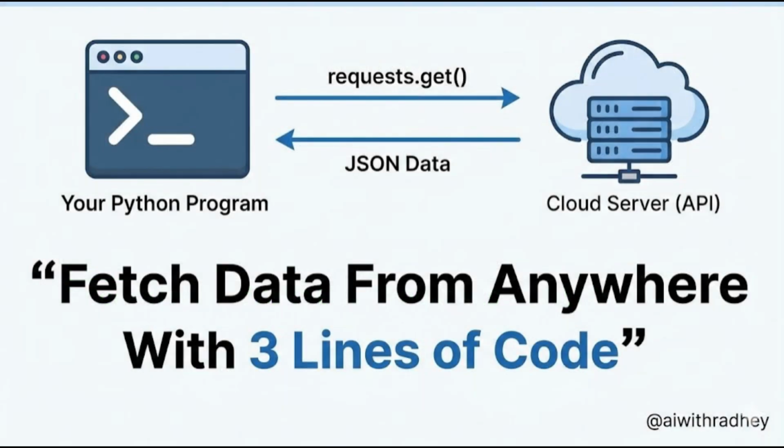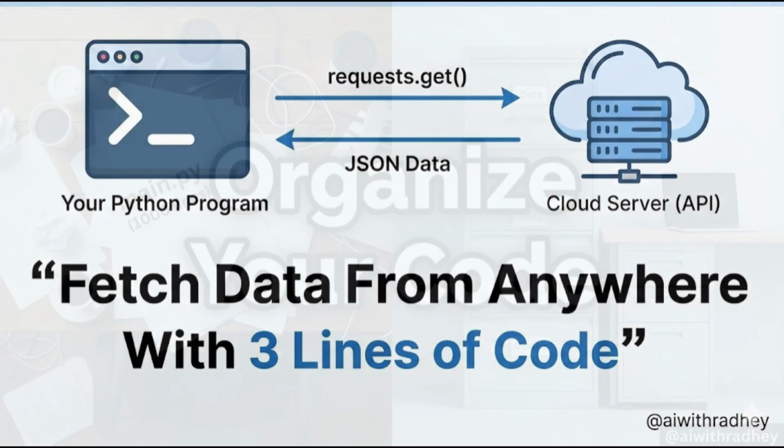Example: the requests library. Let's try a real example. The requests library lets your Python code access the internet. With just a couple of lines, you can fetch data from APIs, weather reports, stock prices, game stats, anything. Requests makes it incredibly easy to connect your programs to the outside world.